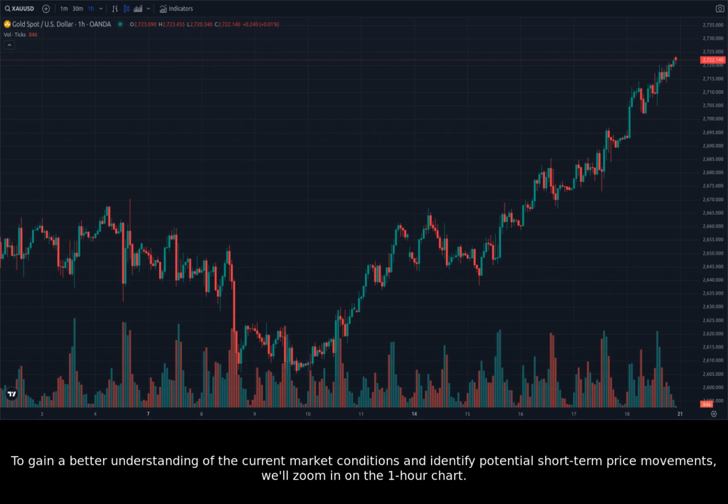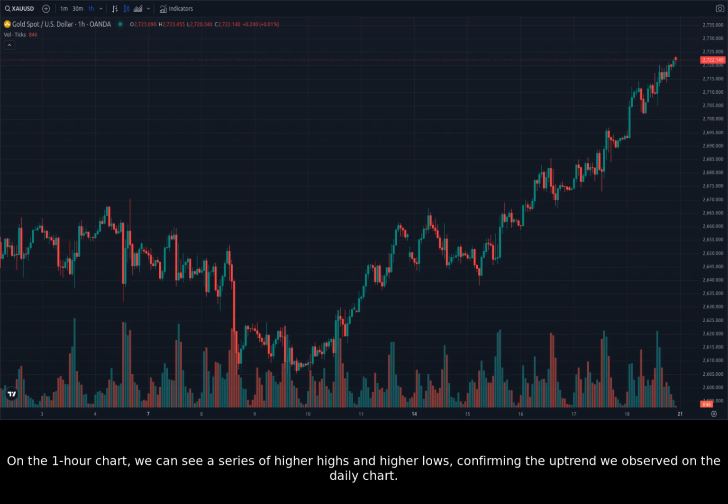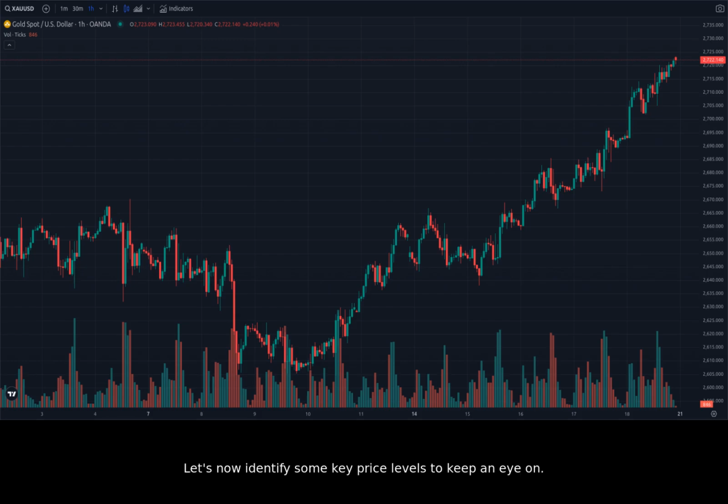To gain a better understanding of the current market conditions and identify potential short-term price movements, we'll zoom in on the 1-hour chart. On the 1-hour chart, we can see a series of higher highs and higher lows, confirming the uptrend we observed on the daily chart. The recent surge in price can be seen as a strong breakout from a consolidation pattern, suggesting that the bulls are in control. Let's now identify some key price levels to keep an eye on.